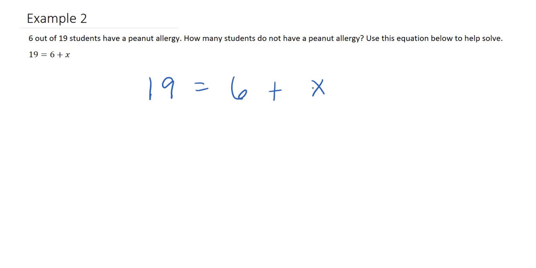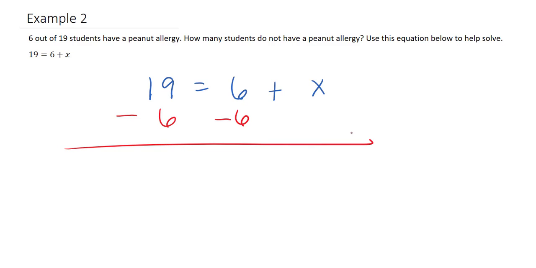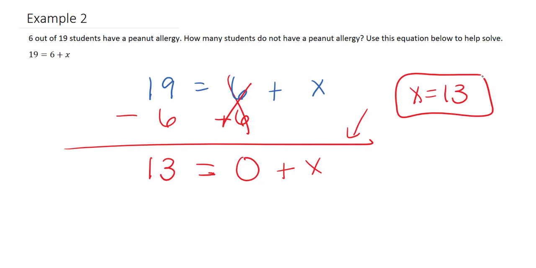So we're going to subtract on both sides. We have a 6 here, so we subtract the 6 on here and a 6 on here. We do this because this becomes 0, and then we have x by itself, which is exactly what we want. We need x to equal a number, and on the other side of the equal sign will be our number. So 19 minus 6 is 13. So x is equal to 13.